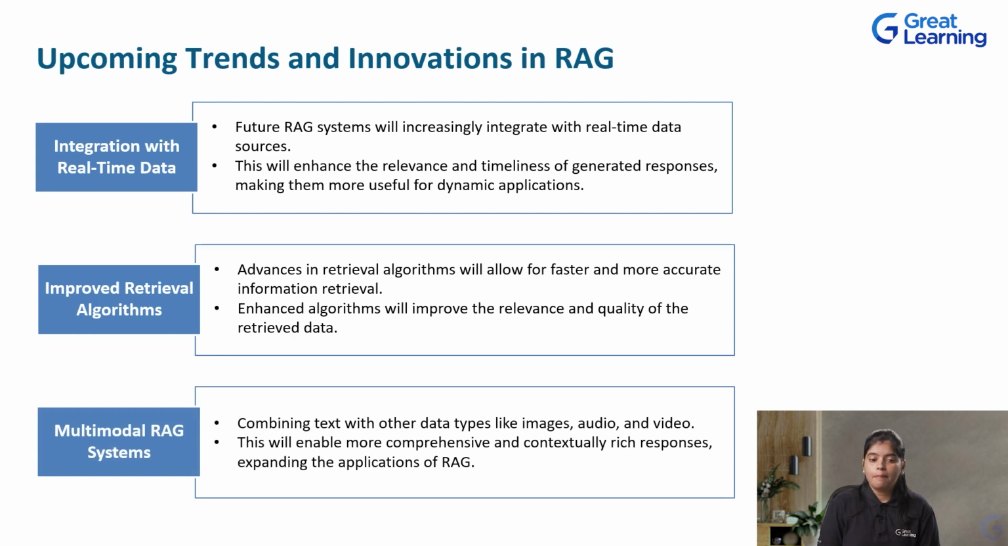Multimodal RAG systems. Now what is it? Combining text with other data types like images, audio and video. This will enable more contextually rich responses, expanding the application of RAG. It will be more helpful in various applications where we are using RAG.